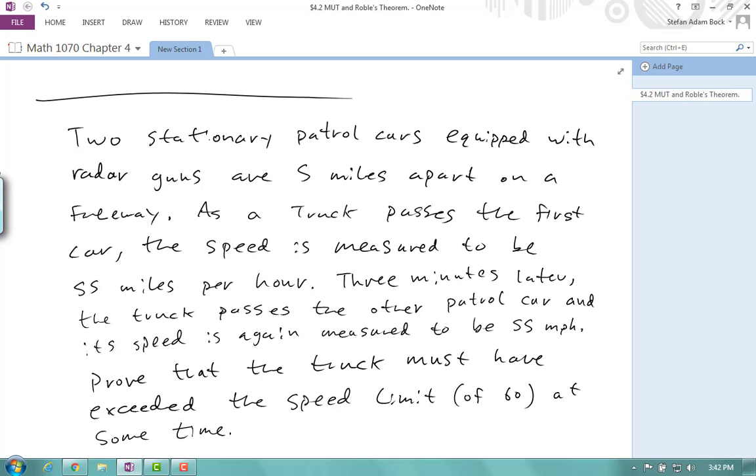So what we have is two stationary patrol cars equipped with radar guns, sitting 5 miles apart on a freeway. And as a truck passes the first car, the speed is measured to be 55 miles per hour. About 3 minutes later, the truck passes the other patrol car, and its speed is again measured to be 55 miles per hour. And we want to prove that the truck must have exceeded the speed limit of 60 miles per hour at some time.